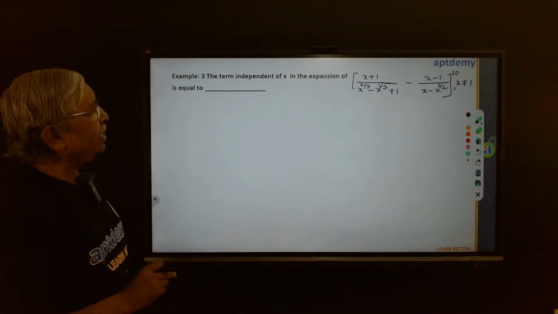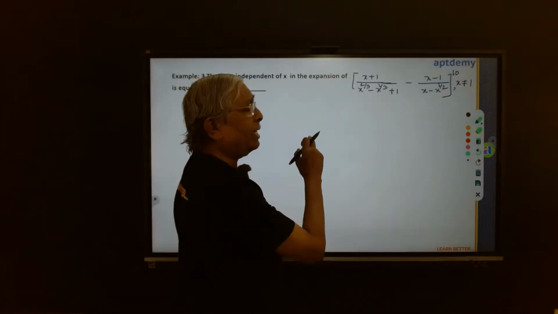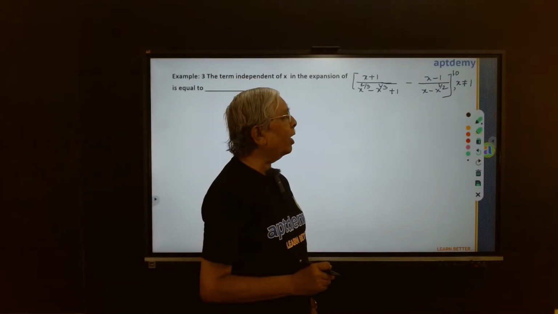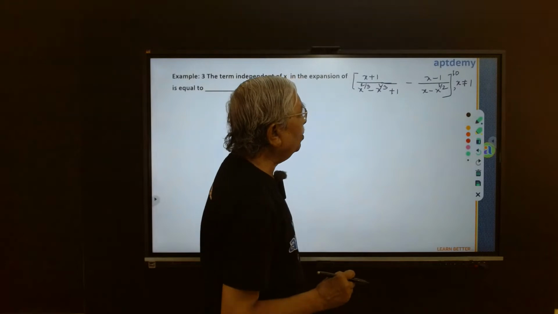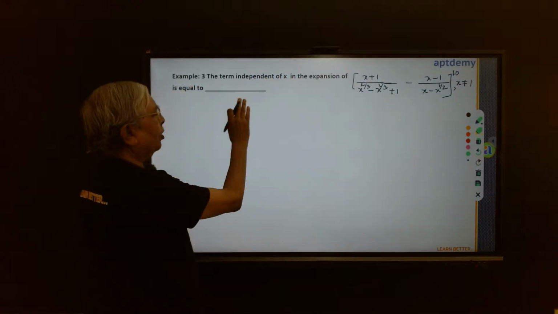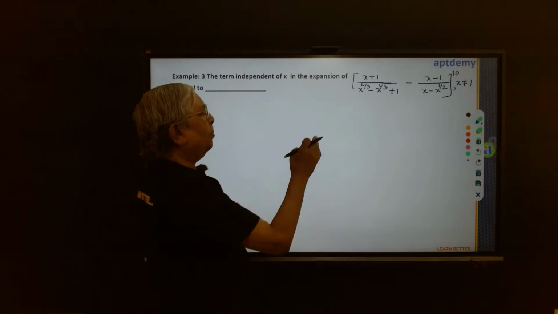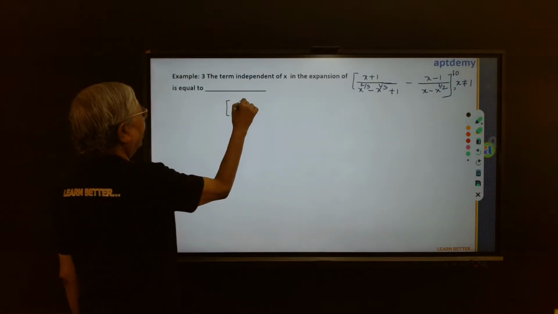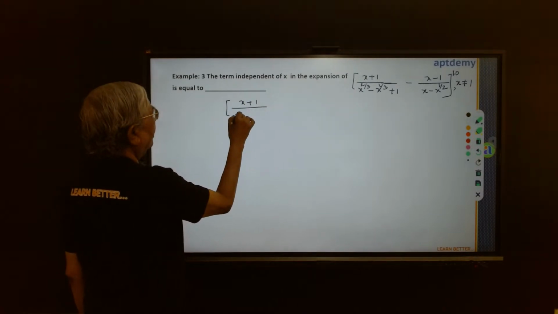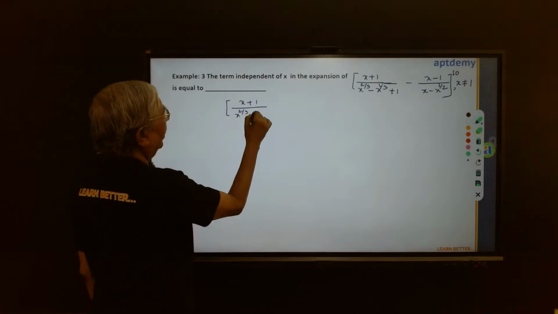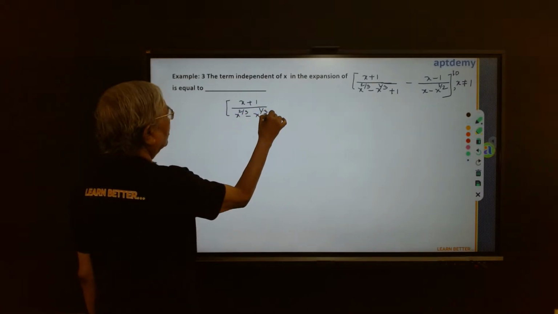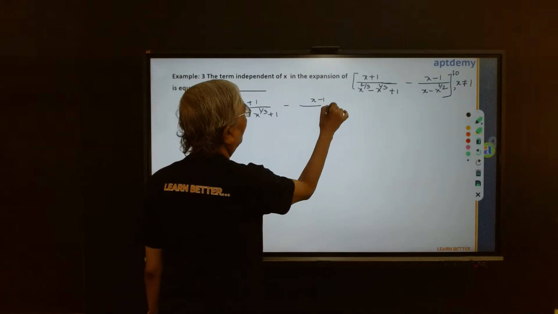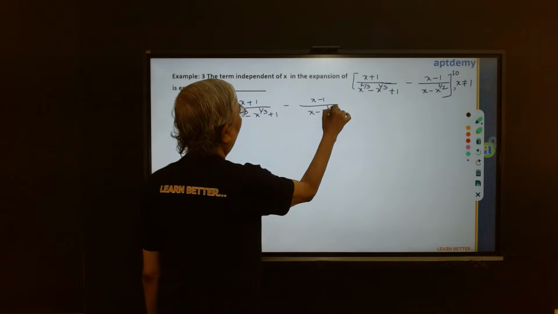The term independent of x in the expansion of (x plus 1)/(x to the power 2/3 minus x to the power 1/3 plus 1) minus (x minus 1)/(x minus x to the power half), whole to the power 10, provided x not equal to 1, is equal to, we have to find out this. So first we simplify the expression.